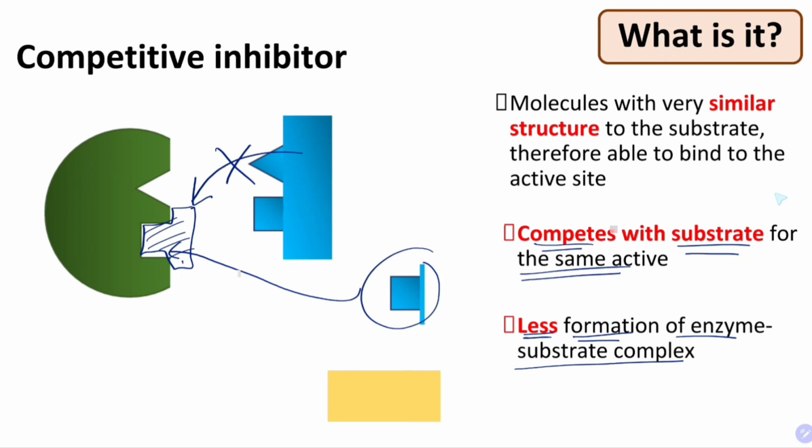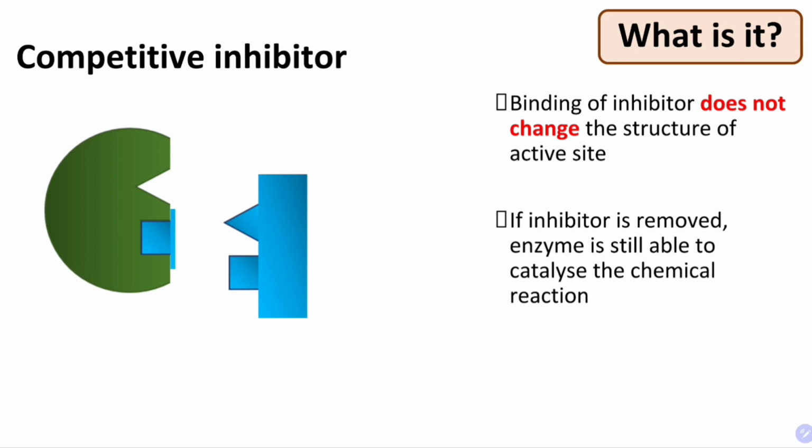Okay, next, even though the inhibitor can bind to the active site of the enzyme, the binding of inhibitor does not change the structure of the active site. So they just bind sahaja, it will not affect the structure of the active site. So the structure of active site still maintain like the original structure.